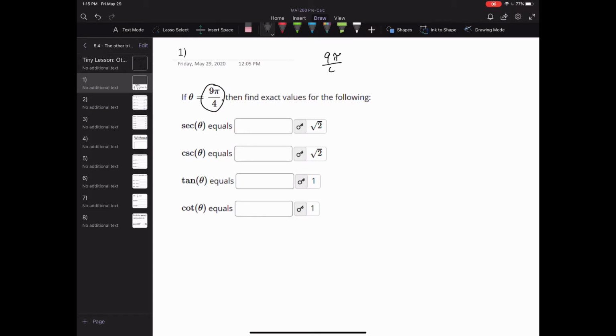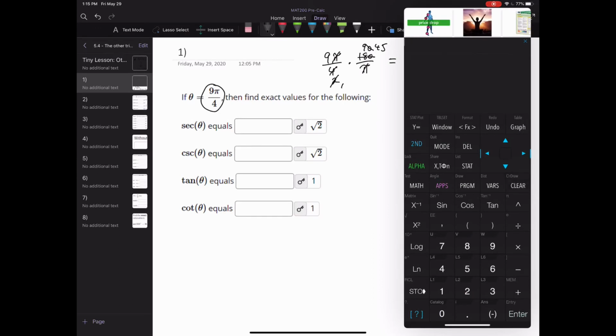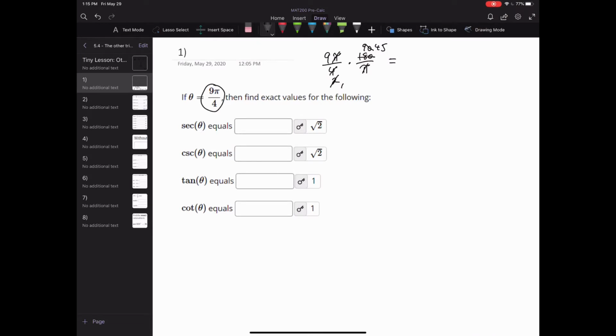9 pi over 4 times 180 over pi. Pi's cancel. 2 into 4 is 2. 2 into 180 is 90. 2 into 2 is 1. 2 into 90 is 45. So we end up with 9 times 45. 9 times 45, 405. So this is the same thing as saying 405 degrees.